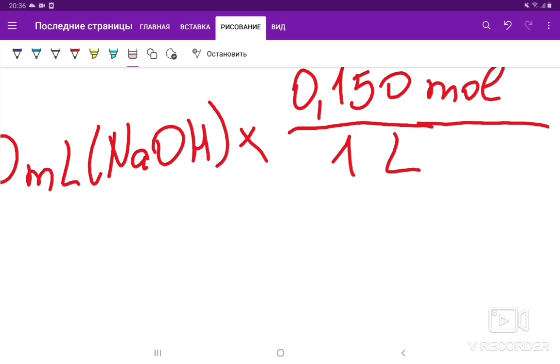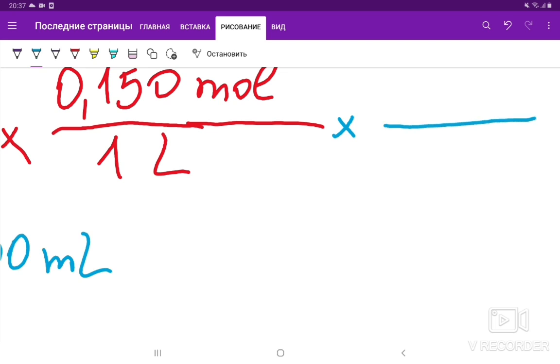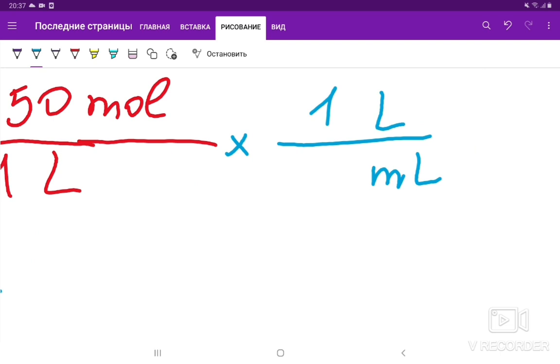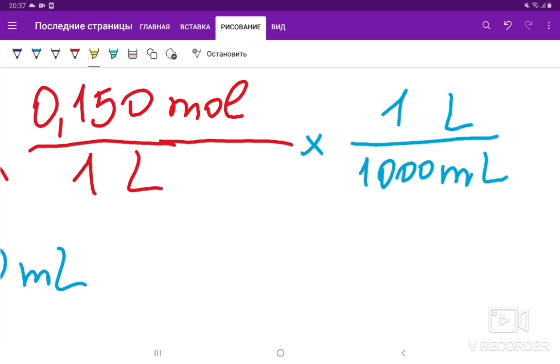We know that to convert liters into milliliters, we multiply by 1,000. Like 1 liter, 1,000 milliliters. So we use the conversion factor here. We multiply by the conversion factor. In the conversion factor here, we write the given unit so that this one and this one could be cancelled. Here we write the desired unit: 1 liter and 1,000 milliliters, 1 and 1,000. This is what we do, and let's see what happens here. In this case, liter and liter are cancelled.